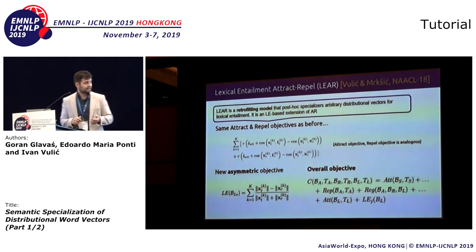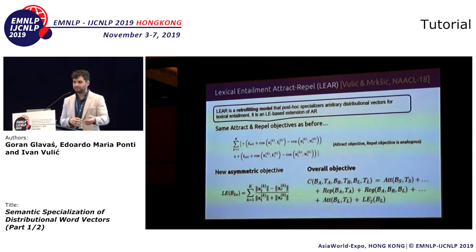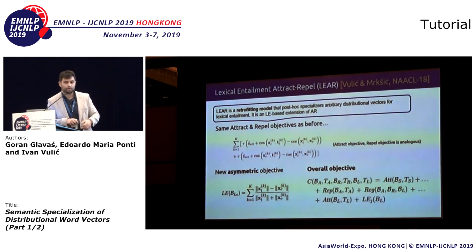And the final objective is no longer just attract for the synonyms and repel for the antonyms and the regularization, but we have attract for the lexical entailment terms. So hyponym pairs should also be more aligned in the directionality. So car and vehicle are kind of similar as well. But we also want to enforce this objective that tells us that the norm of car should be smaller than the norm of the vehicle.